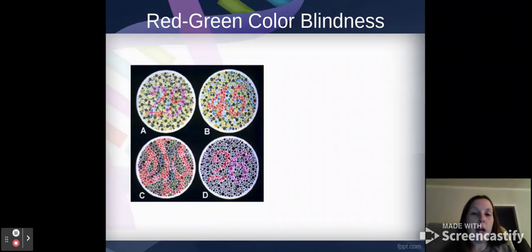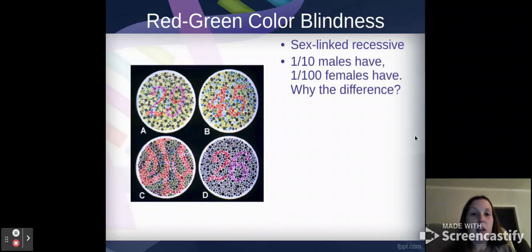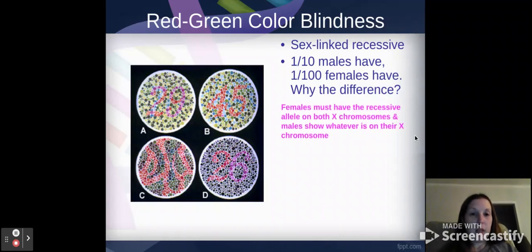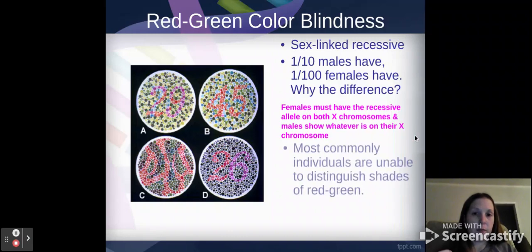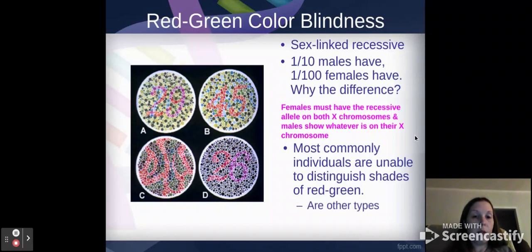And then red-green color blindness, specifically red-green, is X-linked recessive. So this affects roughly 1 out of 10 males and then 1 out of 100 females. Remember, the difference here is because females have 2 X's, and for them to express this allele, they have to have 2 recessive X's, whereas the men only have to have 1 recessive X. It's most commonly individuals who are unable to distinguish the shades of red and green between those.